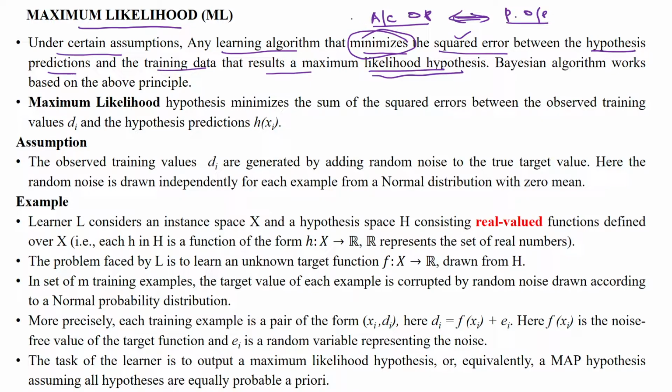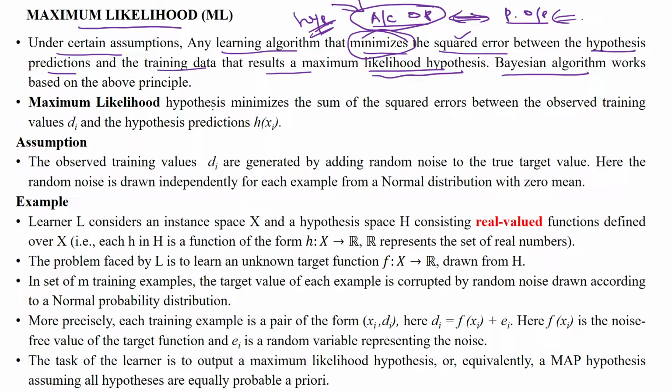So here this is the actual output hypothesis, right? This hypothesis is compared with the predicted output from the given features. If the predicted output is close to this hypothesis, that will have only minimum error, then this hypothesis is called the maximum likelihood hypothesis. This is found by using the Bayesian algorithm.